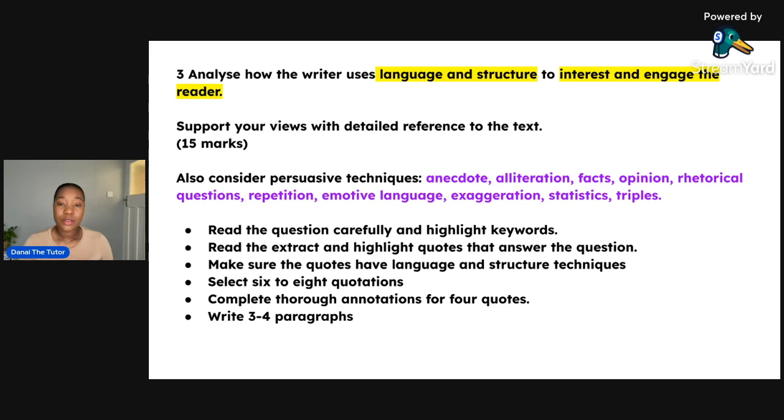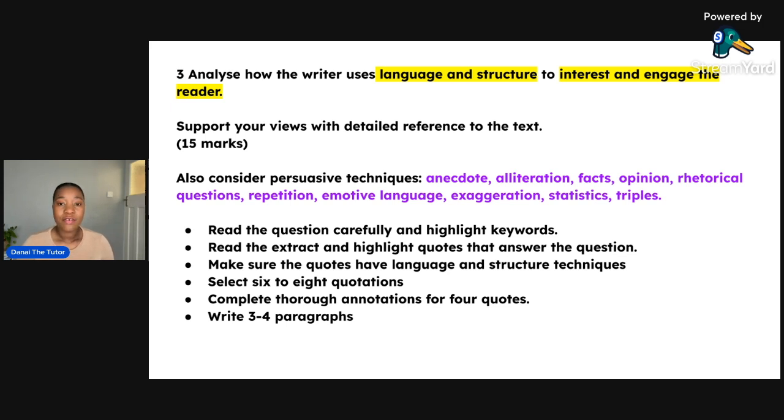It's always a focus on language and structure and a broad focus on how the writer interests and engages the reader. As you can see there, this question is worth 15 marks. Now, for this question, this is obviously paper 2, which is going to focus on non-fiction texts. This question is the same in terms of skill as your language and structure question on paper 1, which is also question 3. However, the difference is, like I said, it's worth 15 marks, so it's worth more marks.